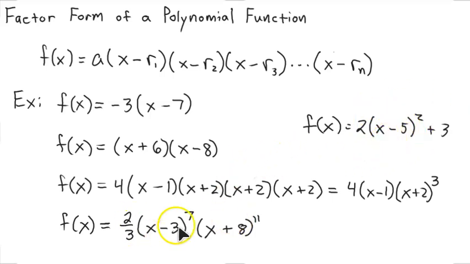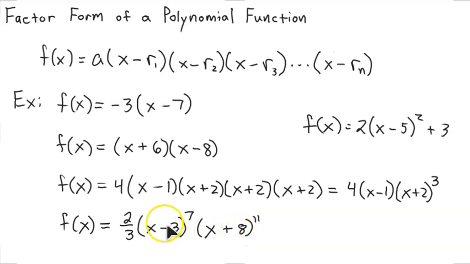What we're doing is we're taking a quadratic and we're squeezing it into a factored form. Okay, and then here's another example. F of x is equal to 2/3. This is our a, 2/3, and we can have fractions as long as they don't have x's in the denominator. 2/3 times x minus 3 to the 7th power. That means that there's 7 of these. There's 7 x minus 3's. And then times x plus 8 to the 11th power. That means there's 11 x plus 8's.